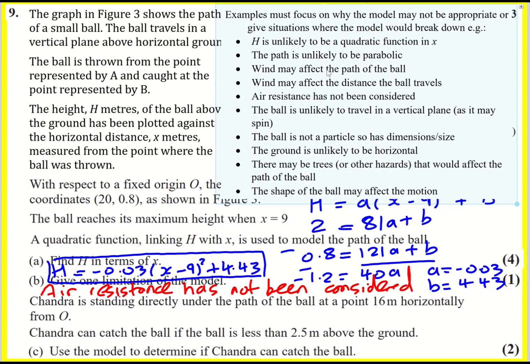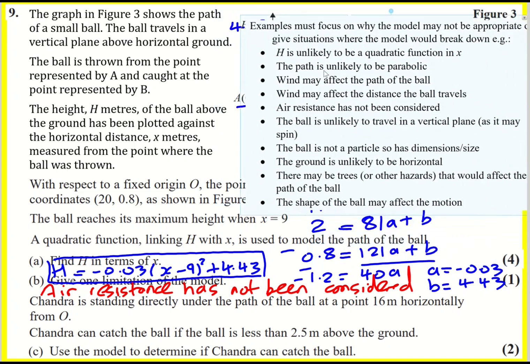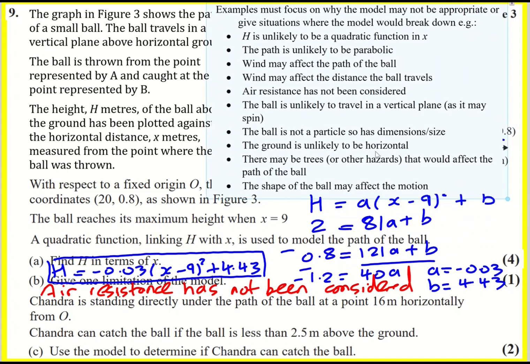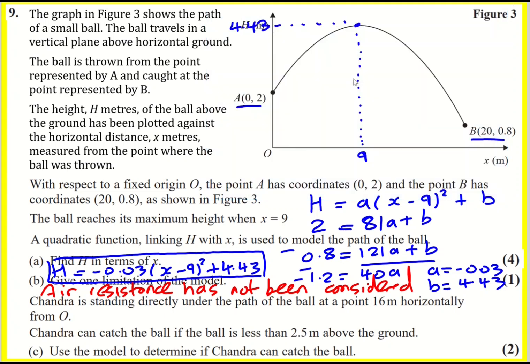So this is going to be true even when a ball is being thrown. Ground's unlikely to be horizontal, could say, could be hazards in the way. Shape of the ball may affect the motion. So others will be accepted, but just a reason that's suitable as to why the model may not be appropriate or where it would break down. It doesn't actually mention it going through the ground, but I suppose you could just say the model is valid up to that point, and then that wouldn't itself be an issue.